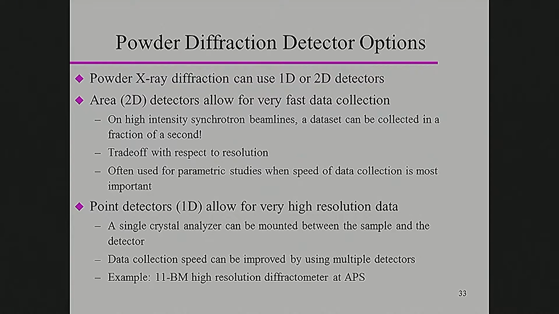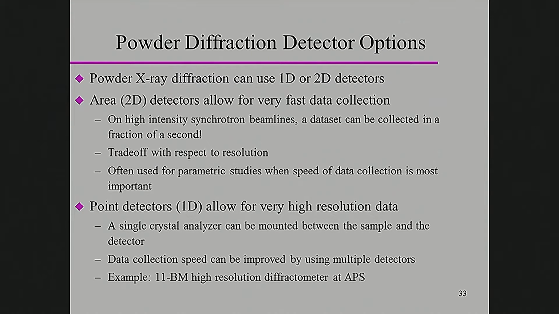Quick note on detector options. We can collect data 1D or 2D. Area detectors give fast data collection. Especially on high-intensity synchrotron beamlines, you may be able to collect your data set in less than a second. That's nice, especially for kinetic studies. The trade-off is the resolution.